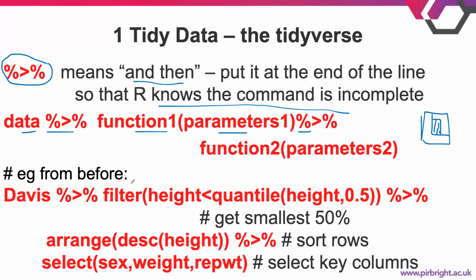So we get the parts that are of interest to us. An example of that is taking the Davis dataset, which contained a bunch of heights and weights, and then we're going to filter it to get the people that are in the smallest half of the total heights, and then we can pipe it again at the end here to arrange them by descending height, and then just select the columns with sex, weight, and reported weight, for example.